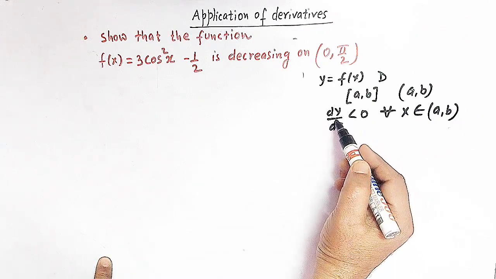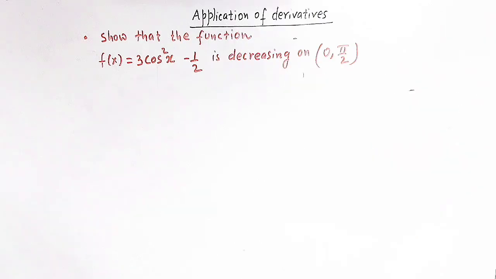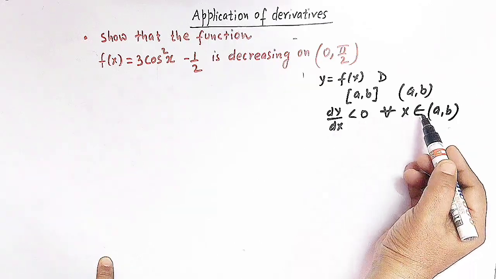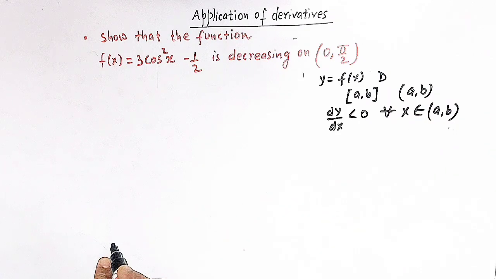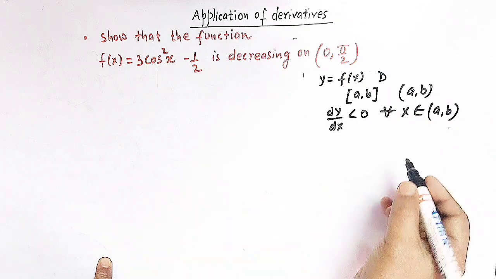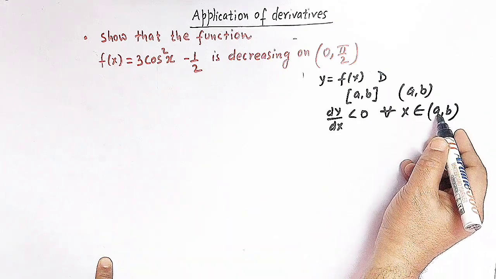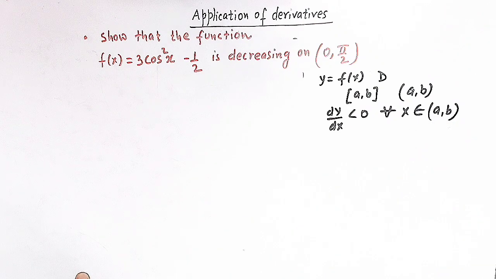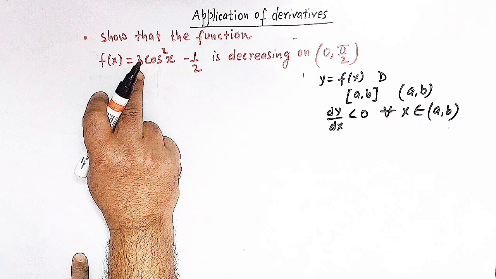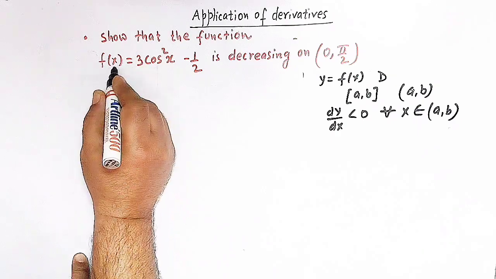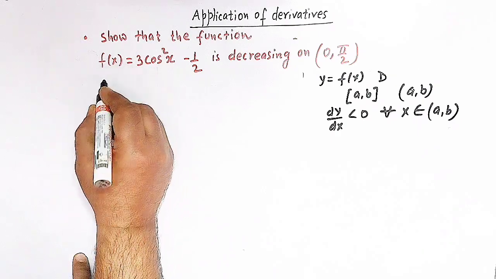So if the derivative is negative, that is less than 0, for all x belonging to this interval, then the function is said to be a decreasing function for all x belonging to a comma b. Here we'll apply this concept to this function. Let us first find the derivative of this function.